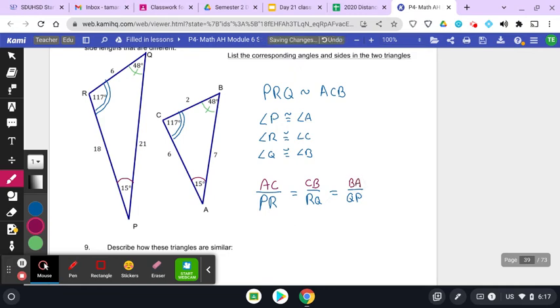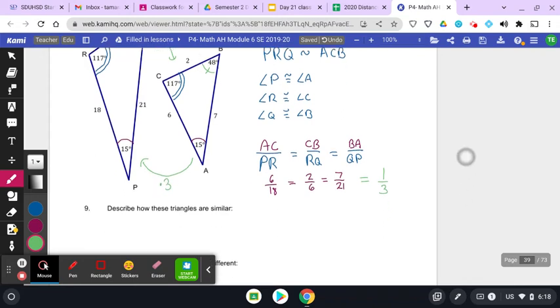Okay, if I actually took their measurements, AC 6/18, CB 2/6, BA 7/21. All of these are equal because they all reduce to 1/3. If I want to go from this upper triangle to this lower triangle, I would have to multiply by 1/3. If I wanted to go the other way, I would have to multiply all the sides by 3.